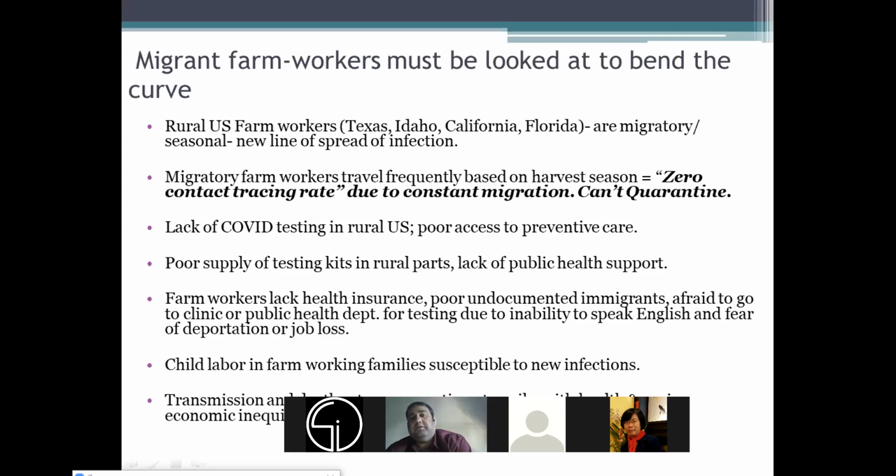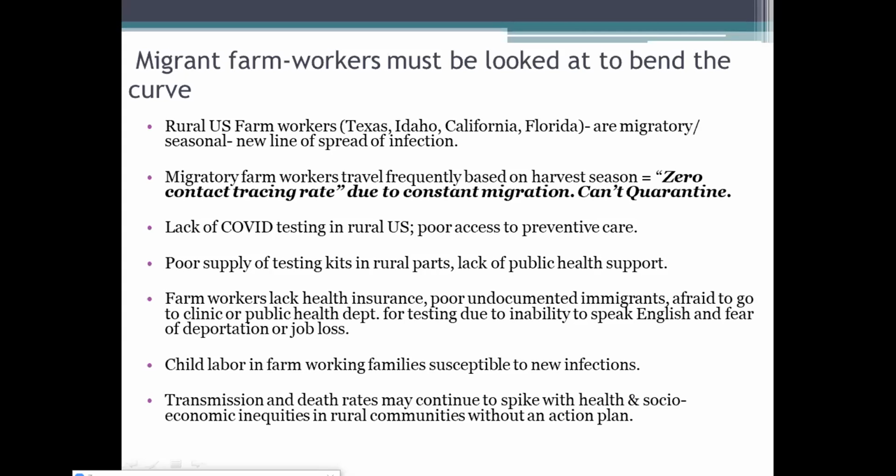Migratory farm workers are those farm workers who are traveling. They are seasonal. They travel from one county to another county, one state to another state based on the harvest season of the crops. So now it's very difficult when the infection spreads from them or they become the host of the infection, because there's a zero contact tracing rate. The public health department is almost unable to contact trace those seasonal farm workers because every month or every 2 months or every quarter they are traveling from one state to another in search of jobs or for the harvest season.